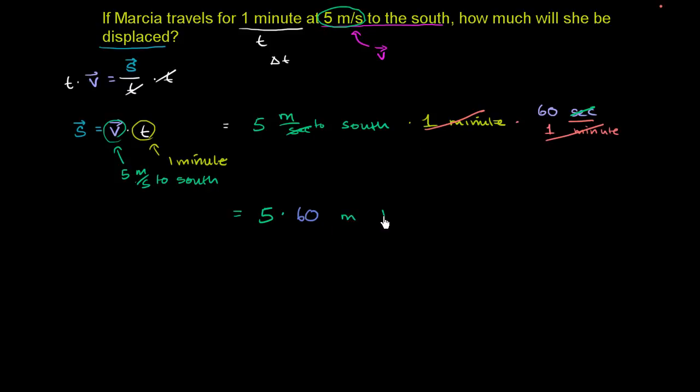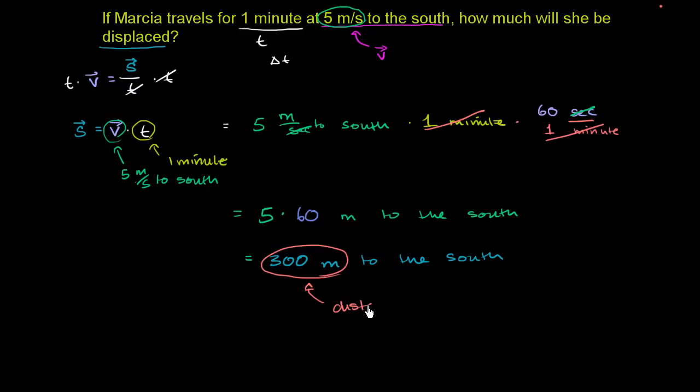So meters to the south. And this is equal to 5 times 60, which is 300 meters to the south. And we are done. That's how much she has been displaced. If they just wanted the distance, you could say that she traveled 300 meters. Just that part, the magnitude of the displacement, that is the distance that she traveled.